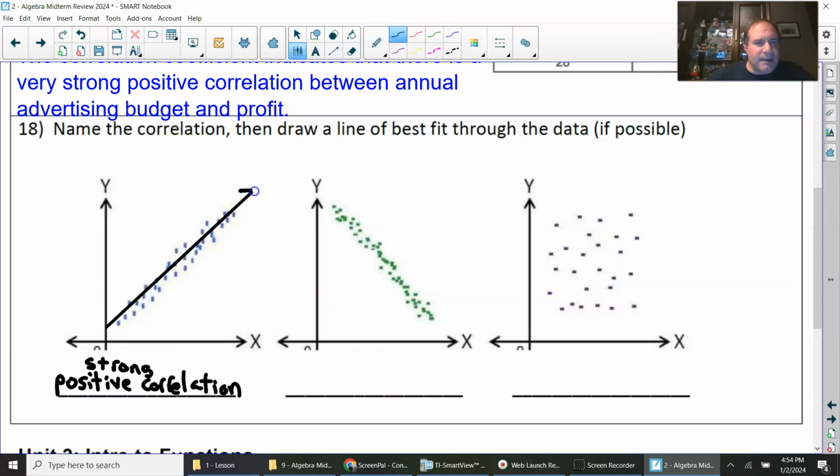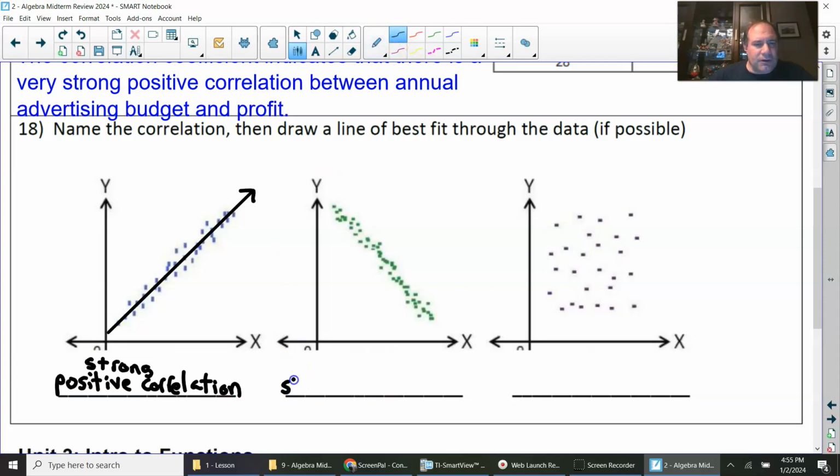Put an arrow on the top. That is a good line of best fit. Let me move this down just a little bit right there, right in the middle of the center, as best as you possibly can. This one would be a strong, that would be nice to change it back to a pen.